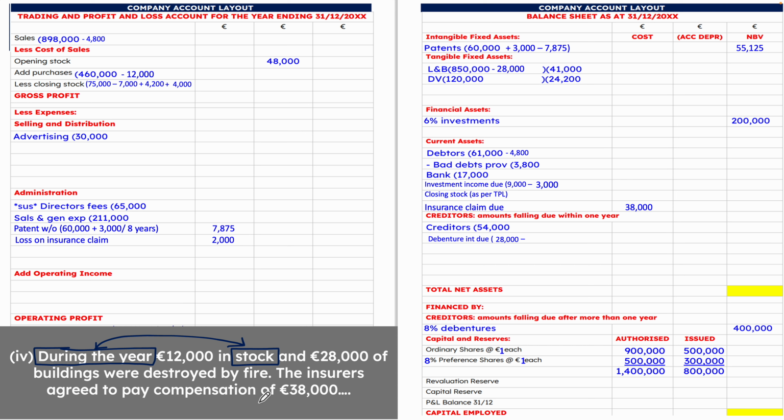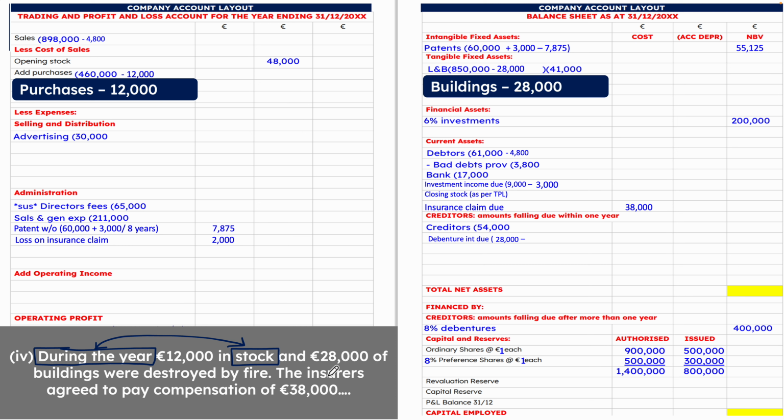So during the year, 12,000 in stock and 28,000 of buildings were destroyed by fire. So from the purchases figure we take 12,000, and from the buildings figure we take 28,000, because they were destroyed. Now if we add up all of the loss there, 12,000 plus 28,000 is 40,000 euro.